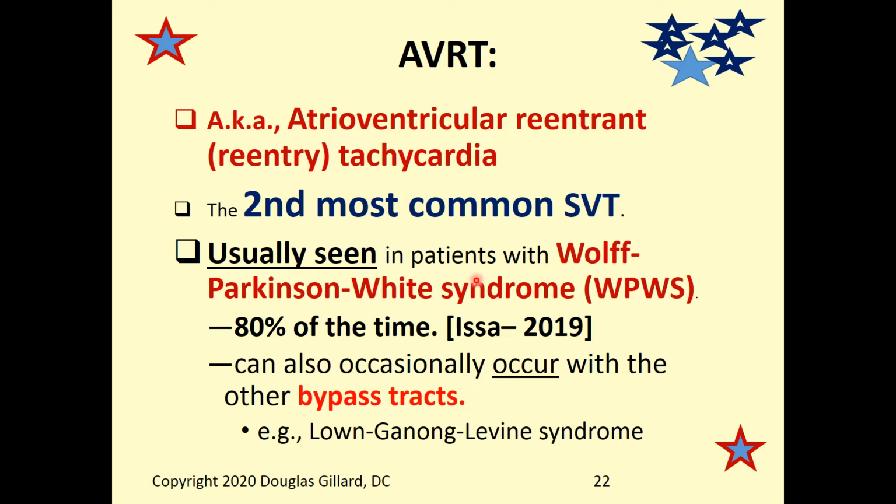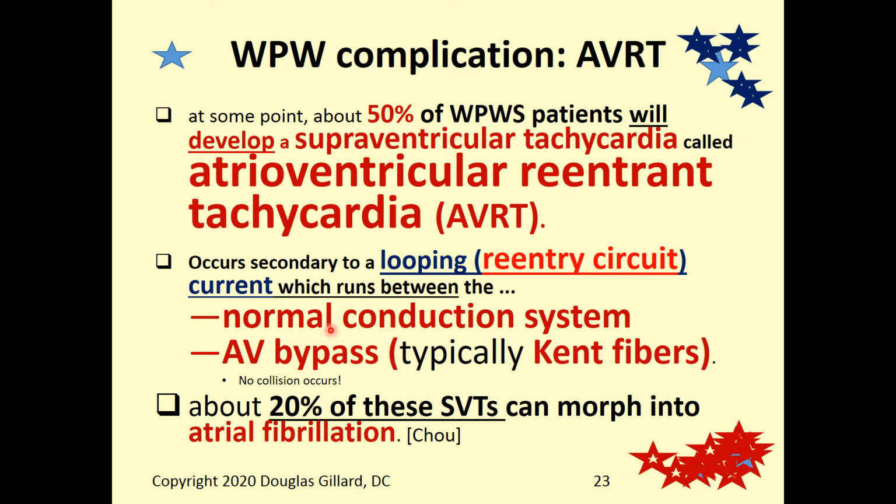usually seen in patients with Wolff-Parkinson-White syndrome. There's other conditions; it's always seen in someone with a bypass tract. But remember, there are other types of bypass tracts besides Wolff-Parkinson-White syndrome. We talked a little bit about Lown-Ganong-Levine syndrome, which has some fibrous highways that run from the atria and attach to the distal AV node and bypass the slowdown portion. You can also get AVRT through that. But for the most part, 80% of the time, it's seen in patients with Wolff-Parkinson-White syndrome.